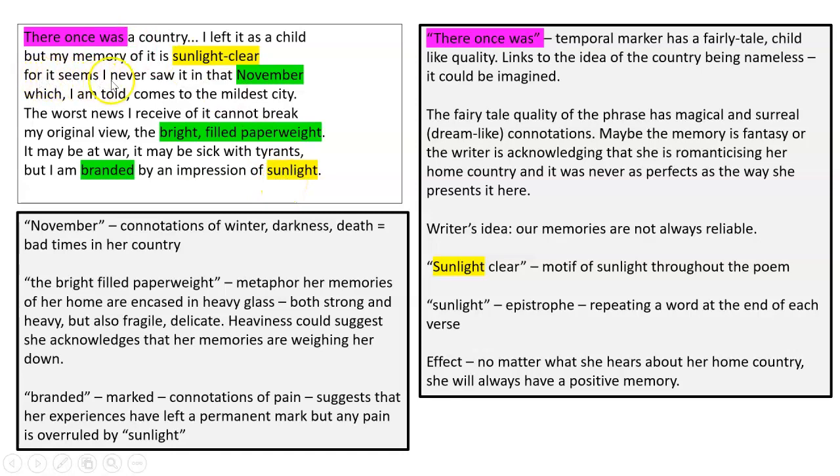Then she says that it seems I never saw it in that November. Now she's talking about, that could be like when war broke out in November and she'd already left. But also think of the connotations of November. I've put some notes here. November is a time of winter, therefore of darkness and of death. So symbolically, we think about plants and things dying in the winter. This could symbolize the sort of bad times in her country, a kind of low point, a cold point. Contrasts very much with the idea of sunlight here.